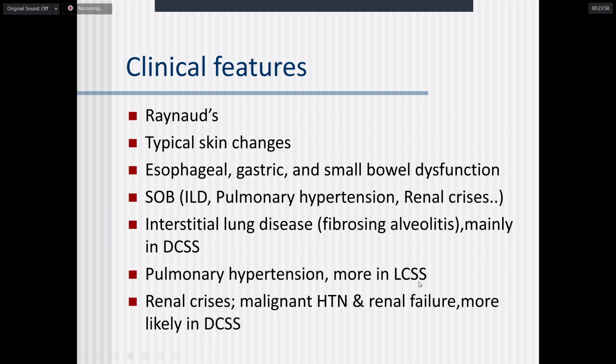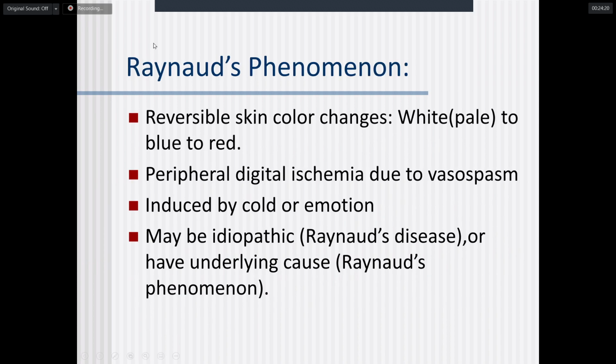Limited cutaneous systemic sclerosis, they are more liable to develop hypertension. Diffuse cutaneous systemic sclerosis patients are more likely to develop interstitial lung disease. With limited, they are more likely to develop pulmonary hypertension. Renal crisis, malignant hypertension, and renal failure are more common in diffuse cutaneous systemic sclerosis.